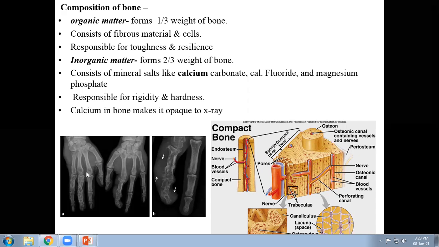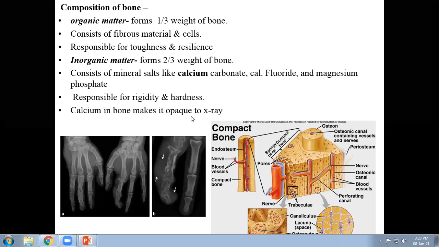This is an X-ray of a hand, where we can see the carpal bones and the metacarpals and phalanges. So this is a property which is called radio opacity. Radio opacity is because it has got calcium.